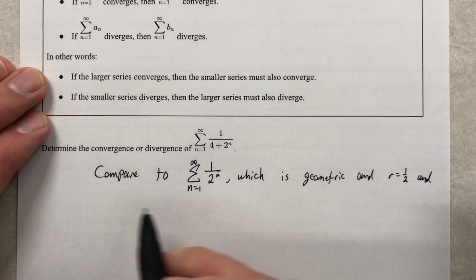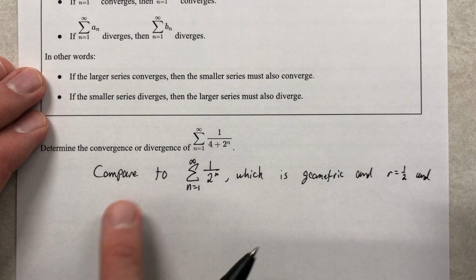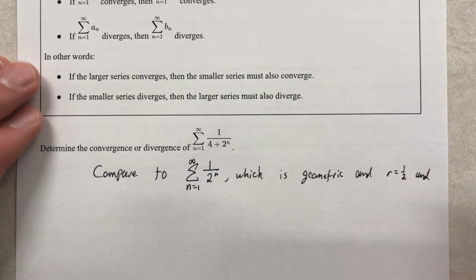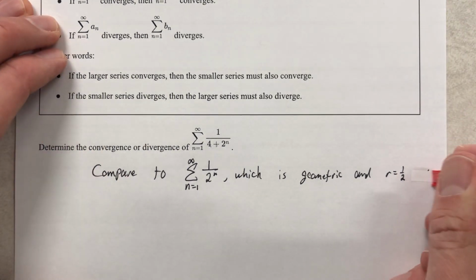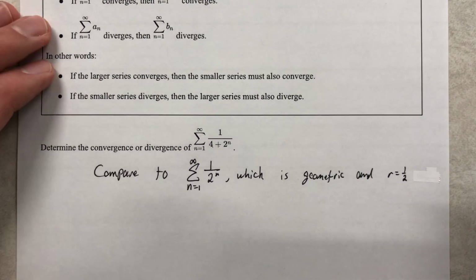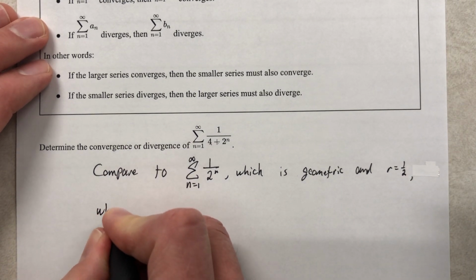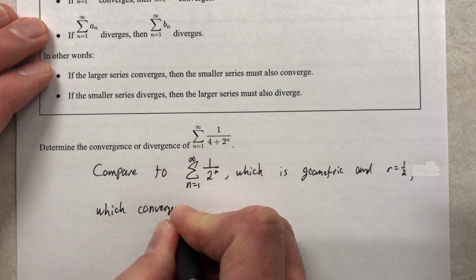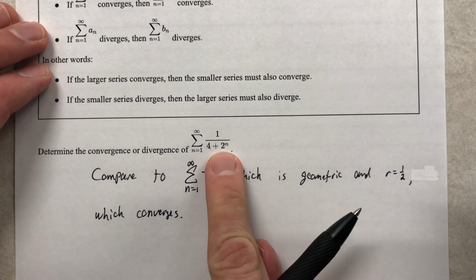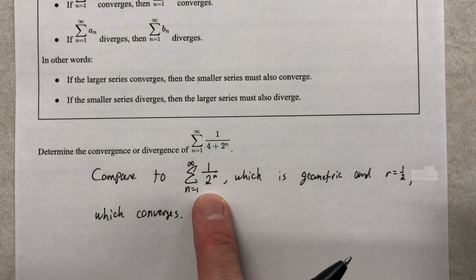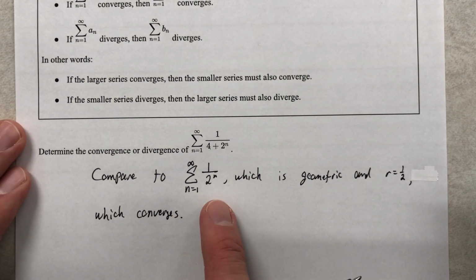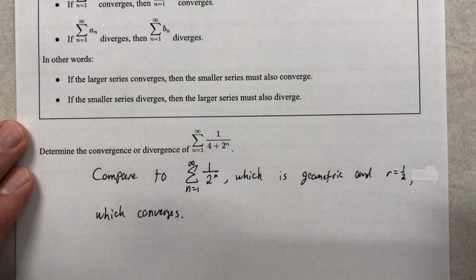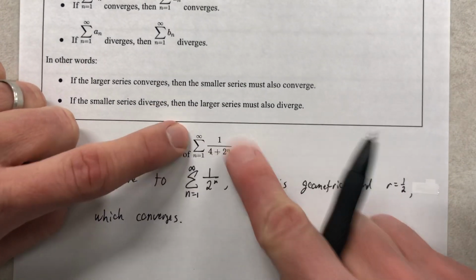Ooh, lots of ands in there. All right, now it's grammatical. Here we go. Compare this to that series, which is geometric, and r is between -1 and 1, which converges. Okay, now we have compared this to a series of known convergence. Now we could find what it converges to because it's geometric. We have a formula for that one, but let's not play that game. That's not important. Final answer for this is going to be yes, this converges, or no, it diverges.